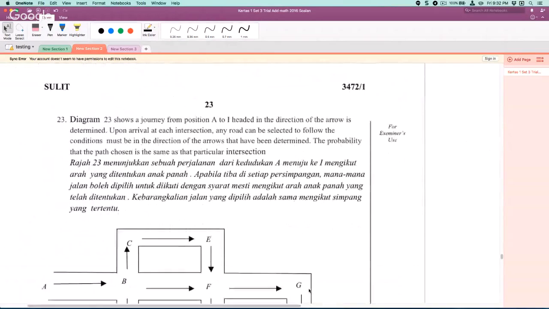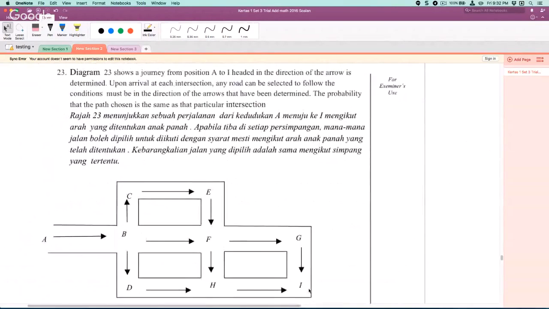Next question, 23. Okay, this one is actually still okay, but a little bit confusing for some students. In order to do this question, you must understand deeply what the meaning of probability is. For diagram 23, it shows a journey from position A to I. So basically your objective here is to go from A to I. The direction of the arrow is determined, so you have to follow the arrow.